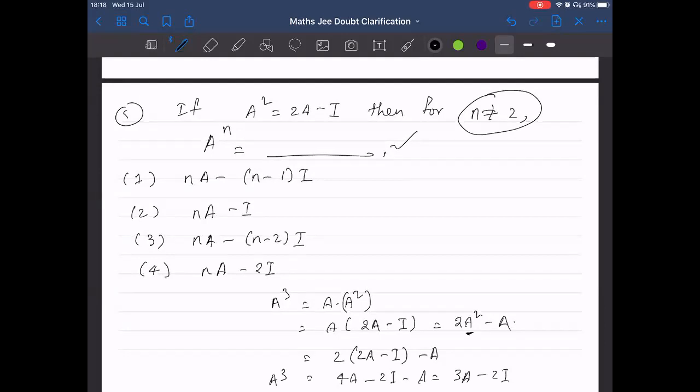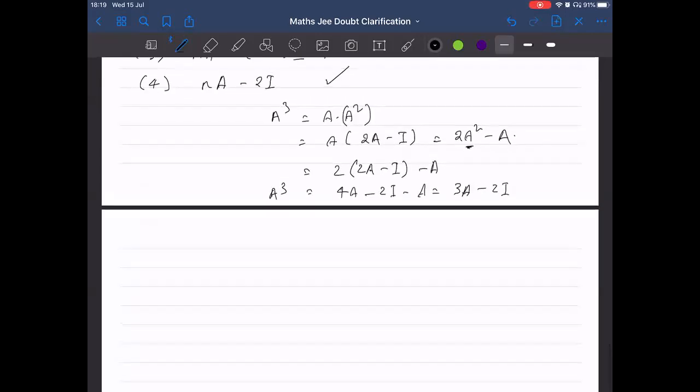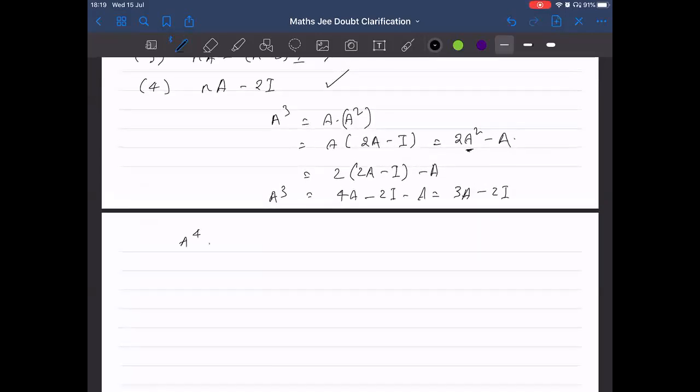I think the first option is getting satisfied. Third option, fourth option is also getting satisfied. So we are now in a dilemma with two options. We can potentially remove some options, but these two are still in the game. We don't have any other way, so we have to go for A power 4. Don't write it as A square into A square, because we already know the A cube value. So write it as A into A cube.